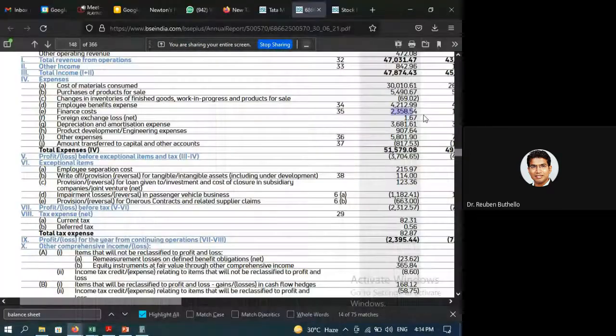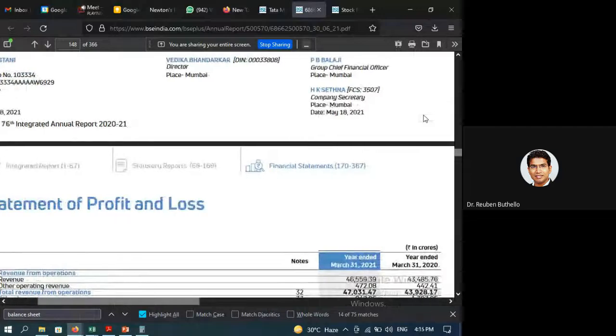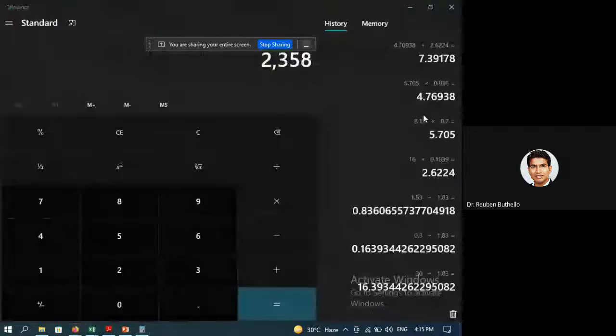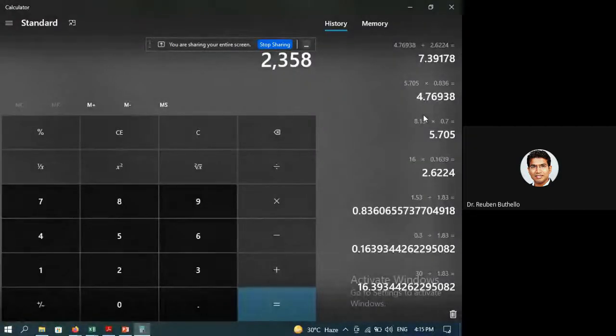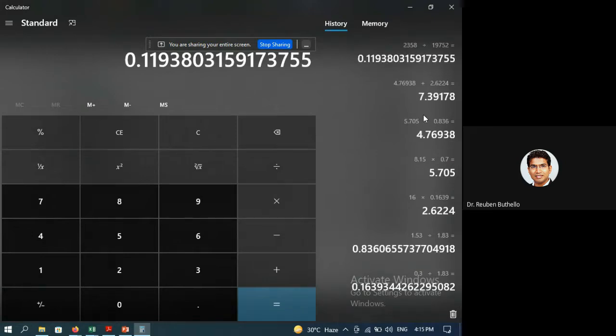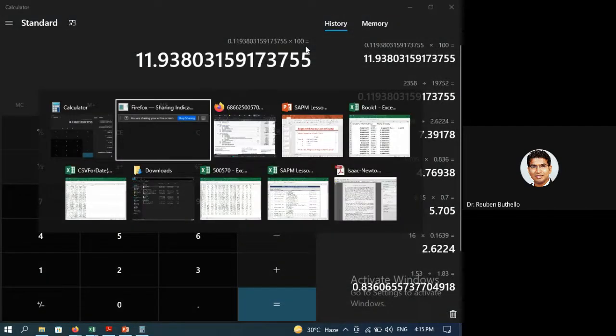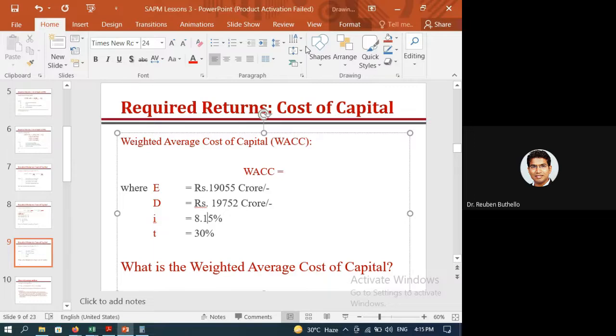Is that crore? No, in crores. Crores out of a total debt of 19,750. Divide by 19,752 into 100. Can you see? My interest rate, Tata has been paying an interest rate of 11.93%. Pretty damn high, considering it's Tata. Like I get better interest rates than that.